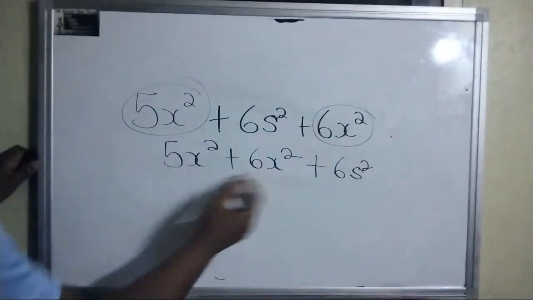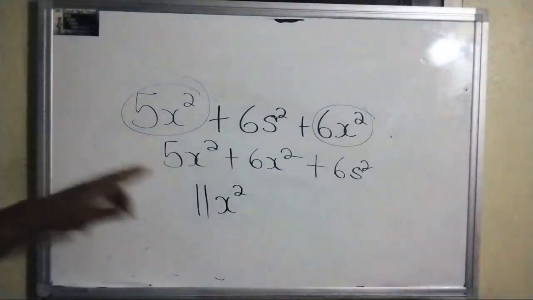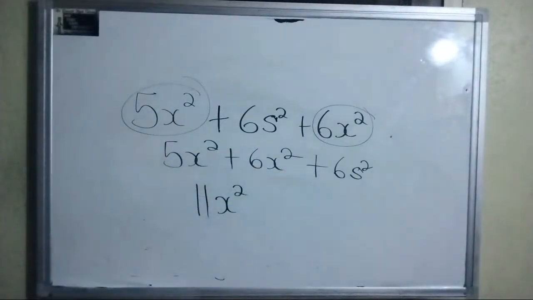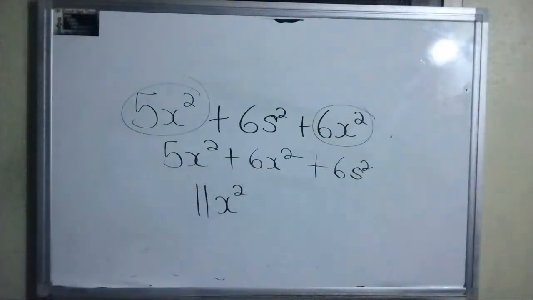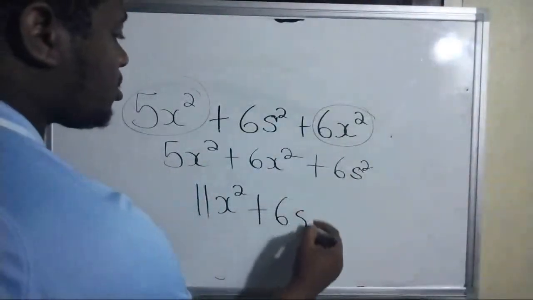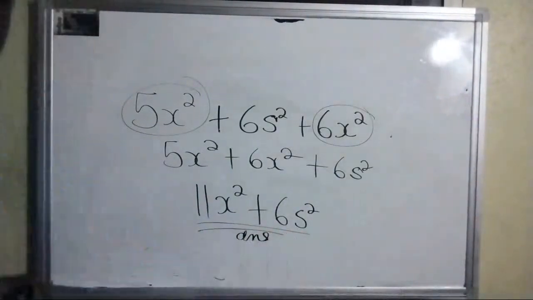Alright, so 5 plus 6, that's 11x squared. Guys, do not mix up this and say this must be 4, right? It's actually the same terms, so we just add the 5 and 6. So it's no different from 5x plus 6x. Alright, and then now we just put back 6s squared. And that would be our answer. Alright? So don't confuse it. Don't mix it up. It's very simple. Don't make it more complicated than it actually is.